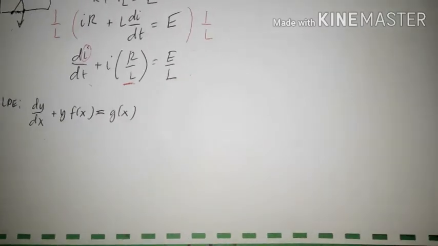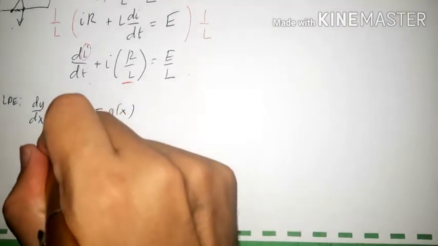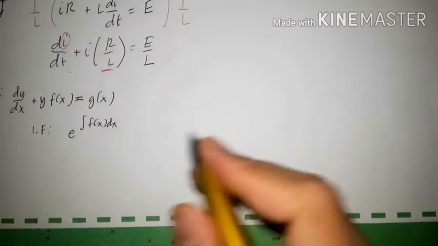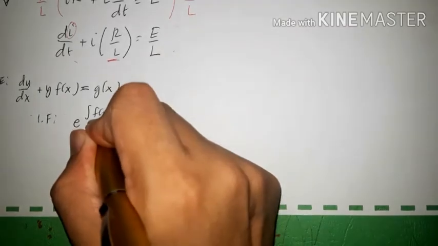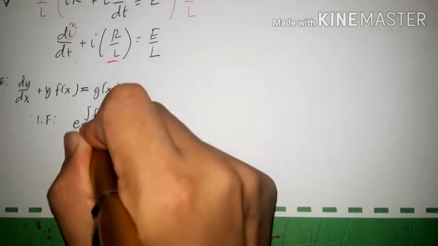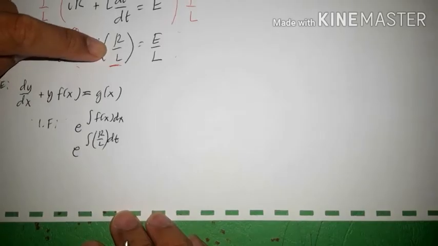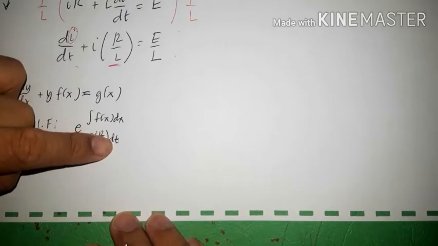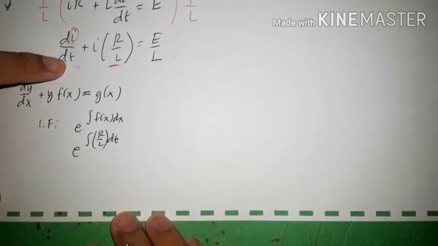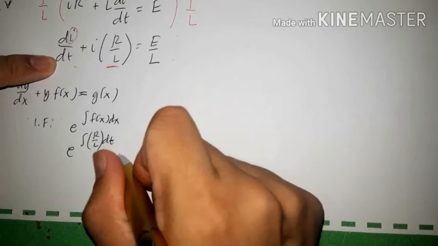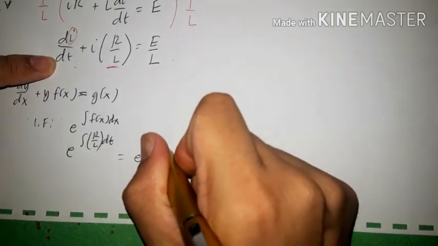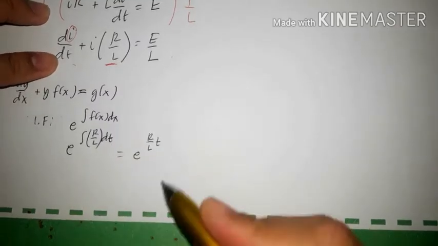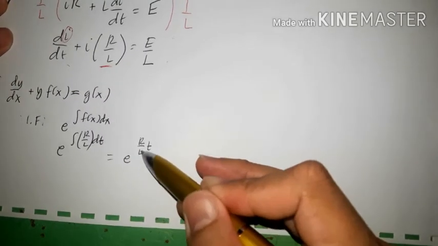So, when we discussed this before, we get the integrating factor. That's e raised to integral of f of x dx. In our case, that's e raised to integral of R over L dt. This is your f of x, which represents f of t now, so that is why it is dt, because our independent variable here is t. So this is equal to e raised to R over L t, because the integral of dt is t since R over L is a constant. R is the resistance and L is the inductance.